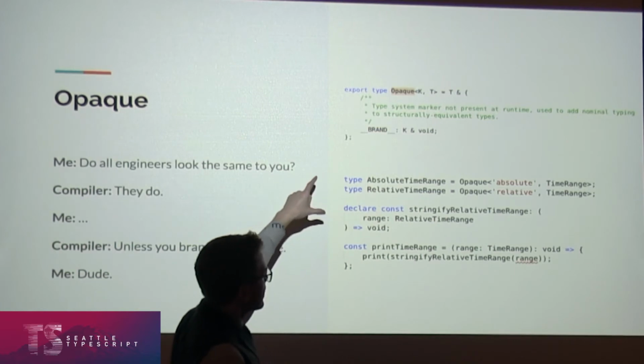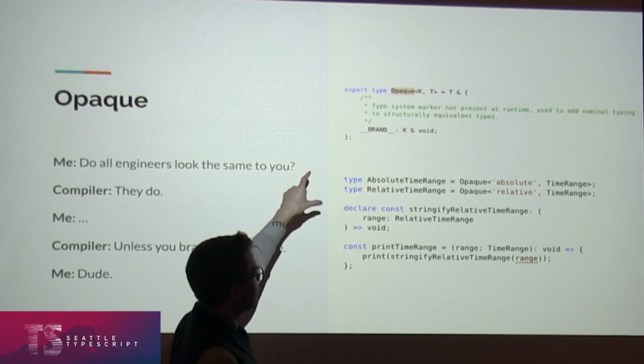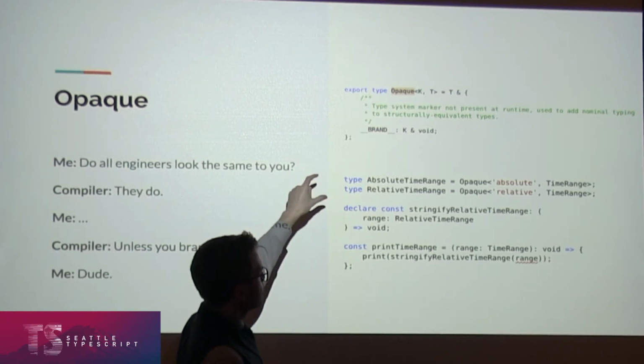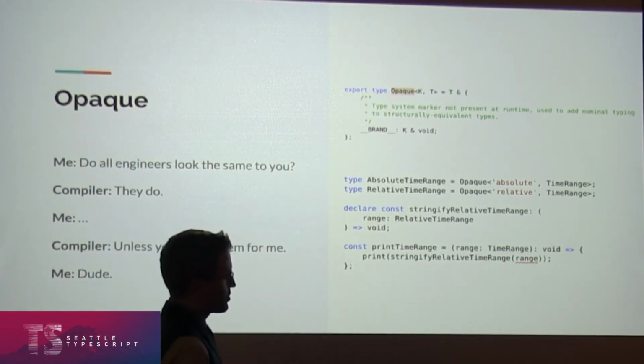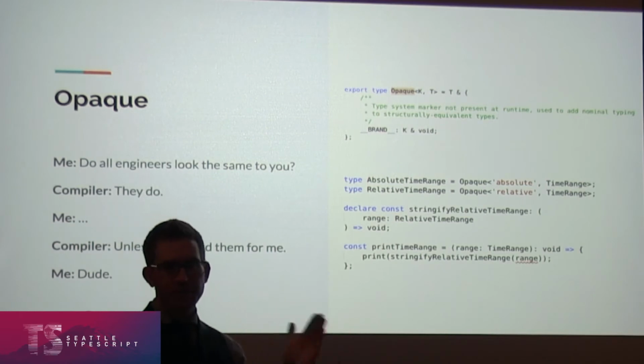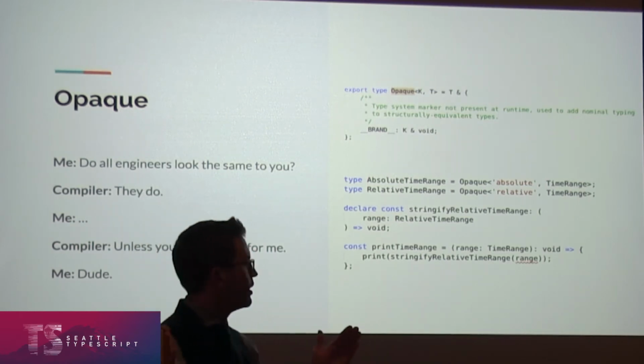So the case that I have here is, let's say you have an absolute time range and a relative time range. So this is just two time anchors.